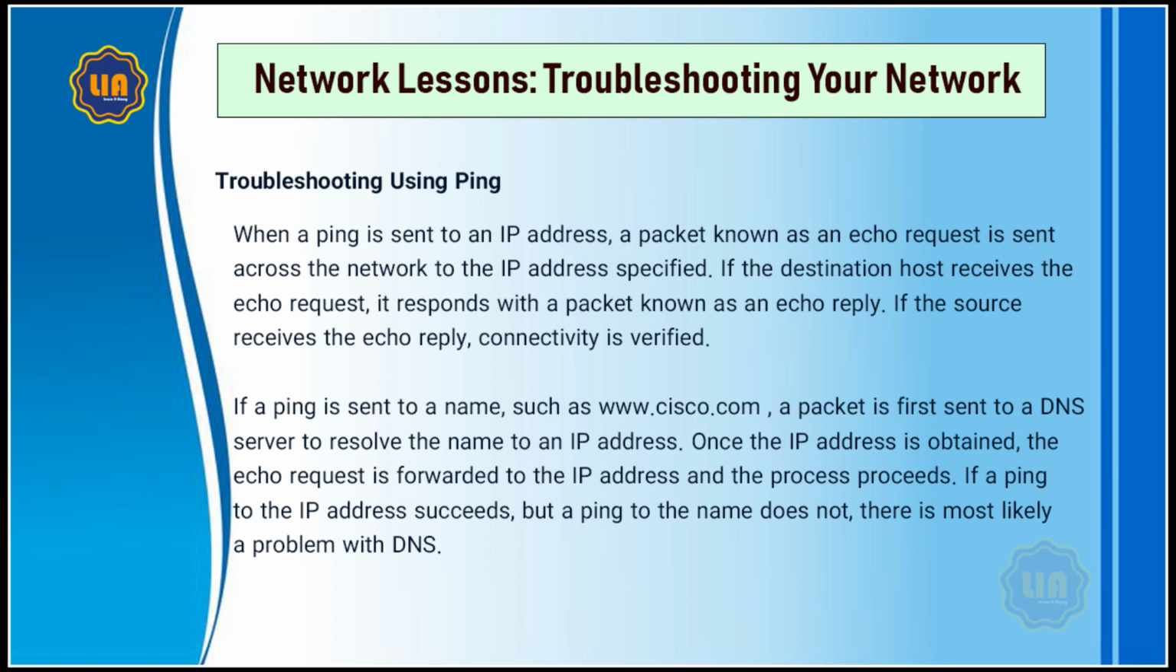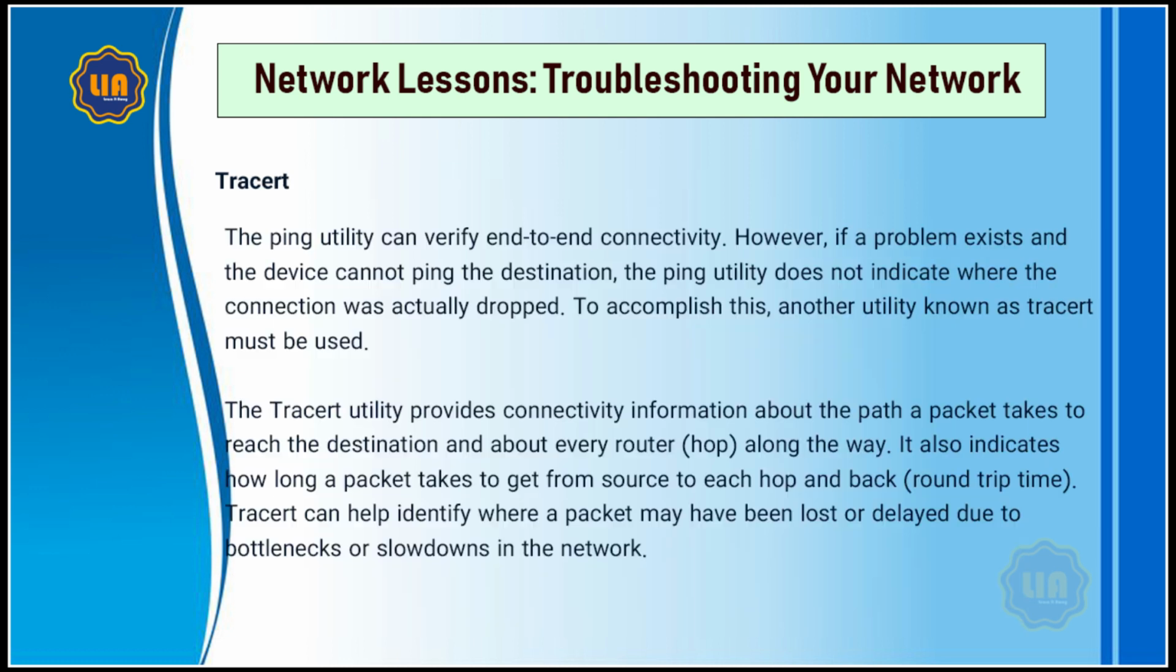If a ping is sent to a name, such as www.cisco.com, a packet is first sent to a DNS server to resolve the name to an IP address. Once the IP address is obtained, the echo request is forwarded to the IP address and the process proceeds. If a ping to the IP address succeeds, but a ping to the name does not, there is most likely a problem with DNS.